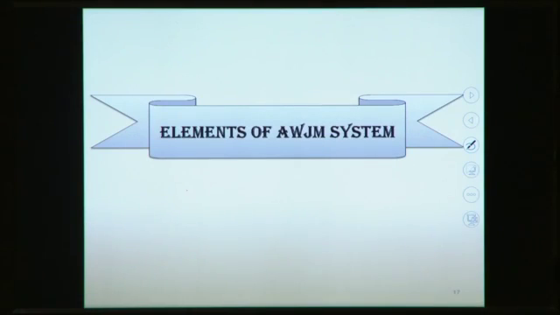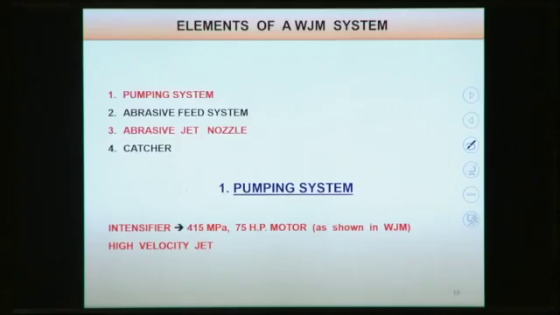So what are the different elements of the abrasive water jet machining process? The first element is the pumping system, the second is the abrasive feeding system, the third is the nozzle, that is, the abrasive water jet nozzle and mixing chamber, and the fourth element is the catcher. These are the four most important elements of the abrasive water jet machining process. Now we shall discuss all these elements one by one.